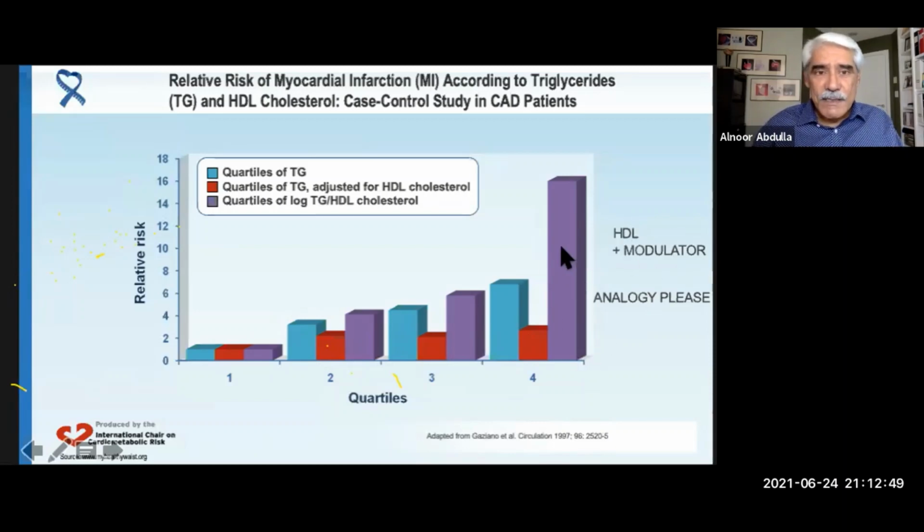And look at this, where the triglyceride to HDL ratio is high. That means there is more triglyceride, very low HDL. He's not seeing the neighbor's wife very often, and he's doing all the bad things on the other side. You get tremendous risk.